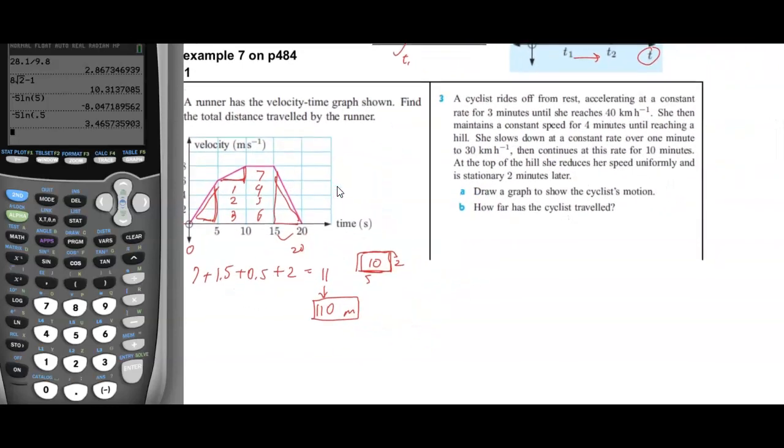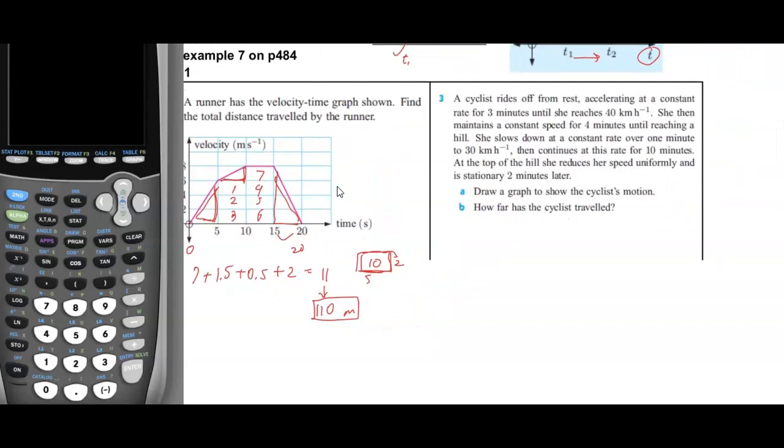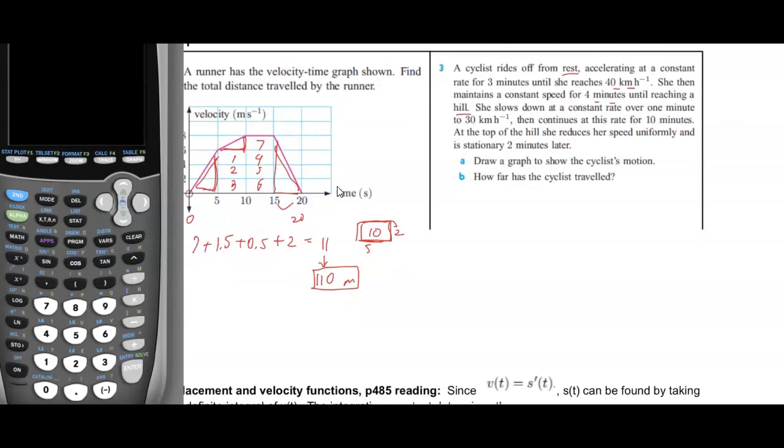All right, now number 3, a cyclist rides off from rest. Rest means he was standing still, accelerating at a constant rate for 3 minutes until she reaches 40 kilometers per hour. She then maintains a constant speed for 4 minutes until reaching a hill. She slows down at a constant rate over 1 minute to 30 and then continues at this rate for 10. At the top of the hill, she reduces her speed uniformly and is stationary 2 minutes later. Draw a graph to show the cyclist's motion and how far has the cyclist traveled.